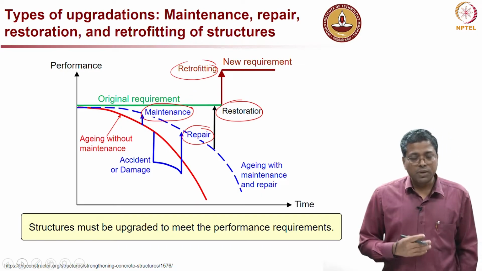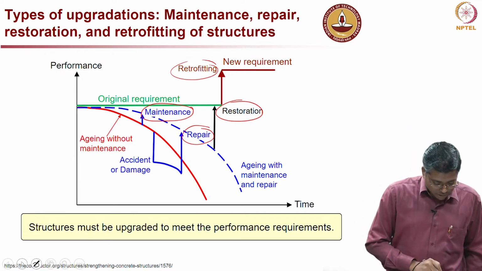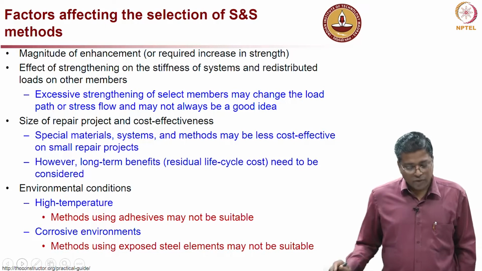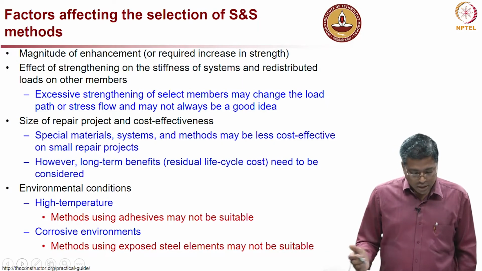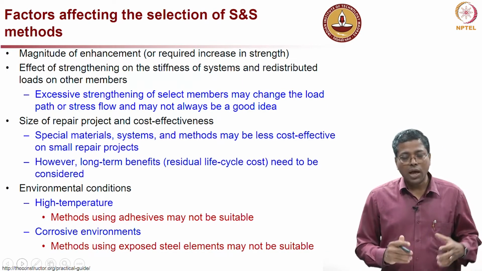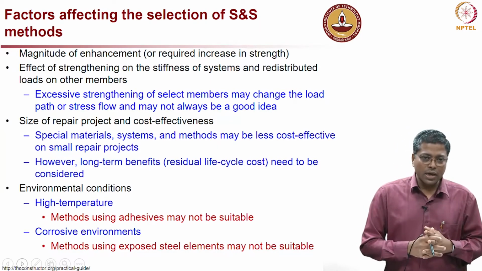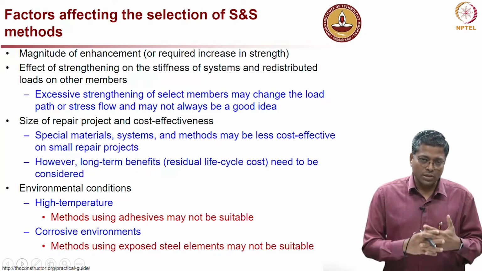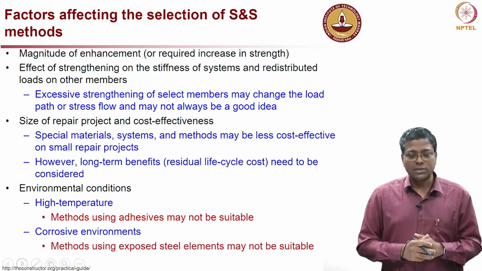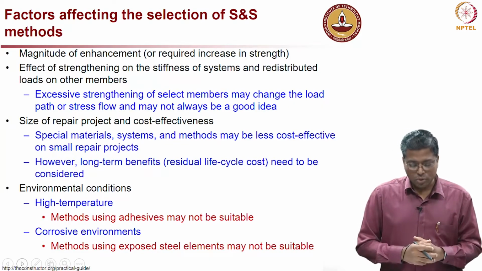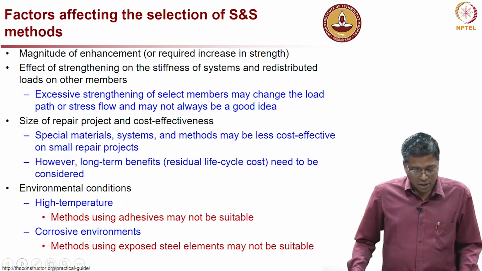So, structures must be upgraded to meet the performance requirement as and when it changes. Now, factors affecting the selection of strengthening and stabilization methods or techniques. First thing is the magnitude of enhancement, how much enhancement is required. That depends on the original design, the original requirement, the current strength of the system, the retrofitting action which is expected, or the new requirement. This will decide the magnitude of the enhancement required.